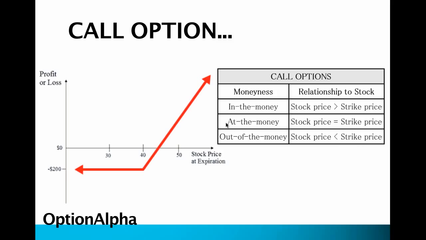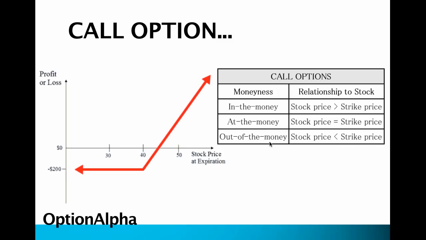At the money call, the stock price is going to be equal to the strike price. So if we have a strike price at 40 and the stock is also trading at 40, that means that our option is right at the money. It's not in the money, it's not out of the money, it's kind of right at the market. It's right on that edge of being in either of the other categories.